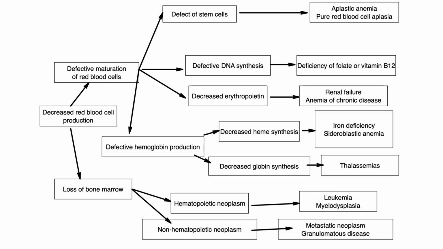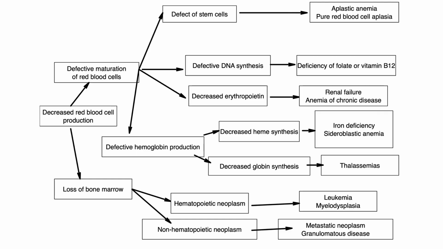So defective maturation of red blood cells could be from a defect of the stem cells, so something like an aplastic anemia, which affects all lines, red blood cells, platelets, white blood cells, or a pure red blood cell aplasia, which affects just red blood cells. You have a defect in DNA synthesis, so deficiencies of B12 and folate, or decreased erythropoietin, which can occur in renal failure since the kidney produces it, or anemia of chronic disease, or defective hemoglobin production.